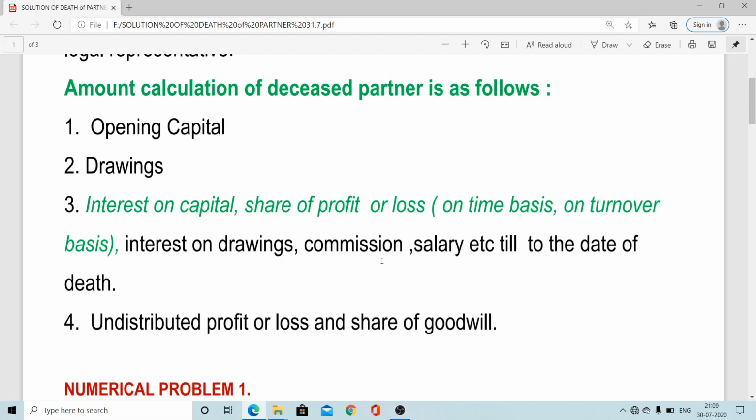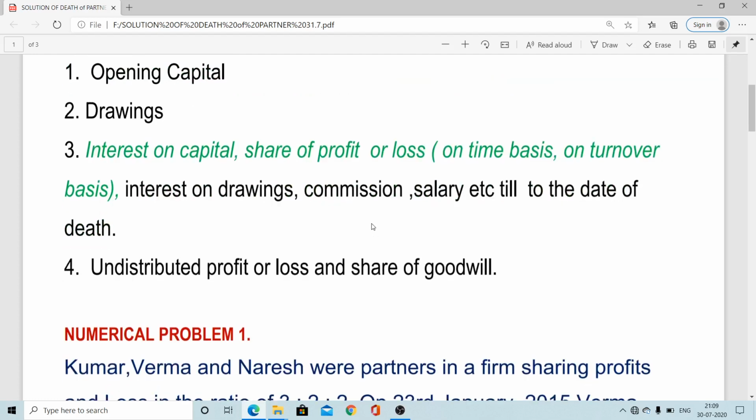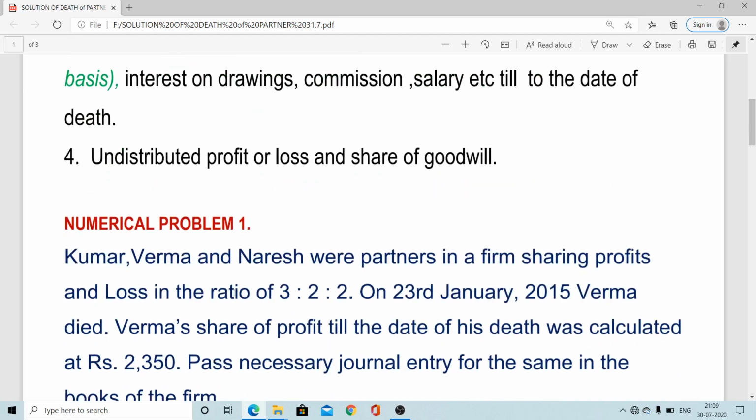So this is the primary idea regarding this chapter, death of a partner. Now on that basis, regarding the share of profit purposes, what will be the entry? I already told, but related to that, we consider a numerical problem here. This is the first numerical problem. There are three partners, Kumar, Bharma, and Norris, and the profit sharing ratio is 3:2:2.